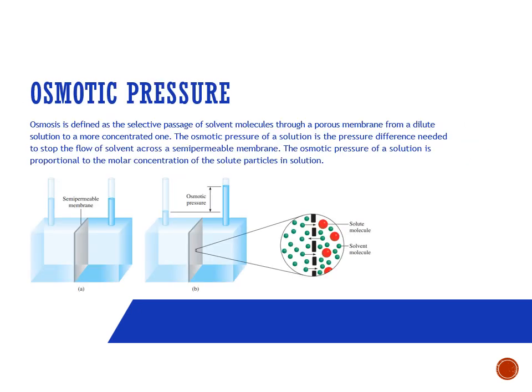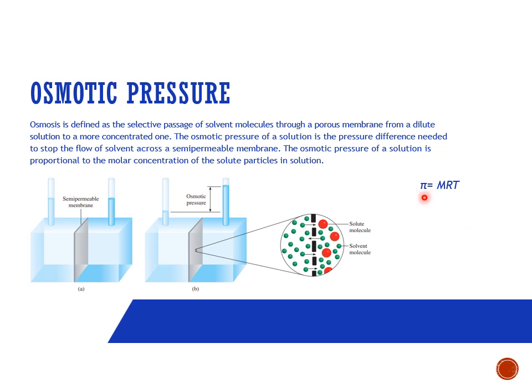So, the last colligative property that we are going to discuss is osmotic pressure. Osmosis is defined as the selective passage of solvent molecules through a porous membrane from dilute solution to a more concentrated one. The osmotic pressure of a solution is the pressure difference needed to stop the flow of solvent across the semi-permeable membrane, which is this here. So, the osmotic pressure of a solution is proportional to the molar concentration of solute particles in solution.